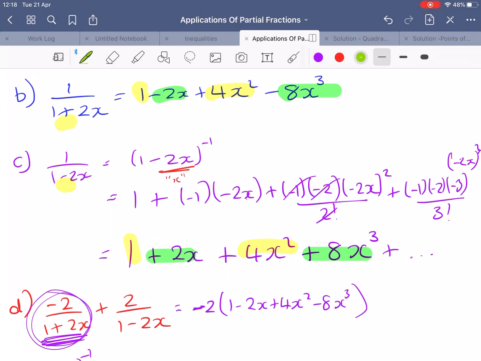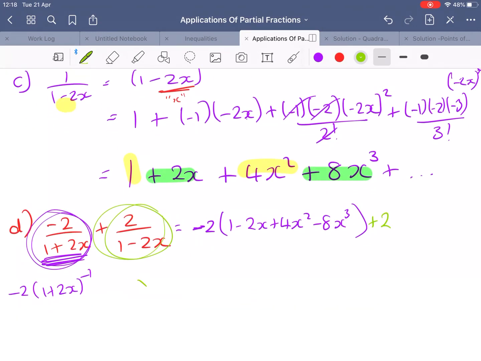I'll use a different colour now. So for this fraction, if we think about this, that's 2 times 1 over 1 minus 2x. But again, I tend to write that as 2 times 1 minus 2x to the minus 1. So I'm going to add 2 times, what was that expansion? It was 1 plus 2x plus 4x squared plus 8x cubed.